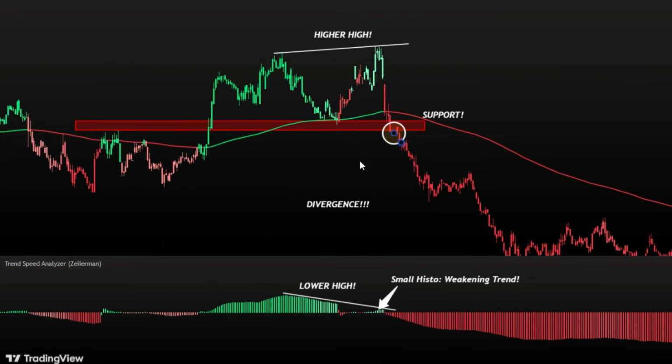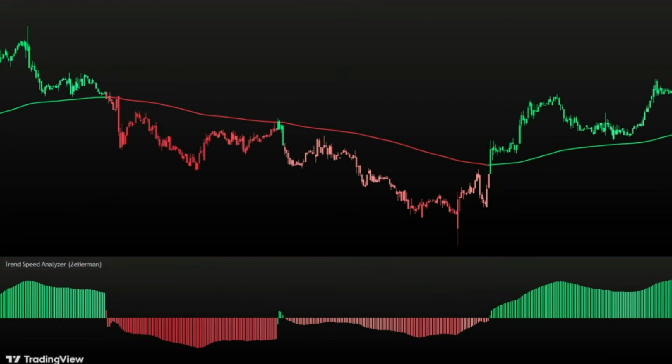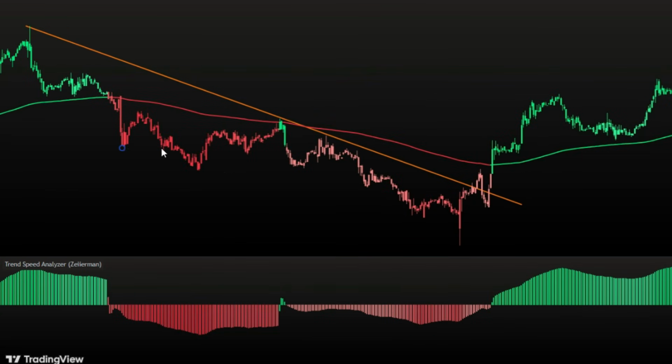With all these clues in place, the breakout from both support line and the indicator midline becomes a solid, high-confidence, short opportunity. All the signs line up: divergence, weak momentum, and a breakout, making it a reliable trade setup. Watch this final example for yourself.